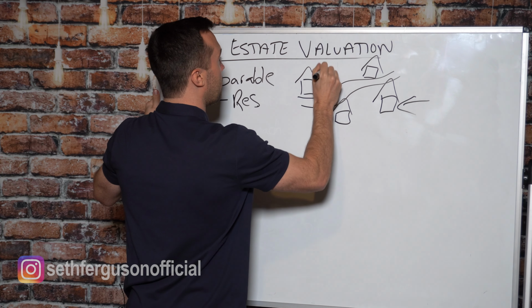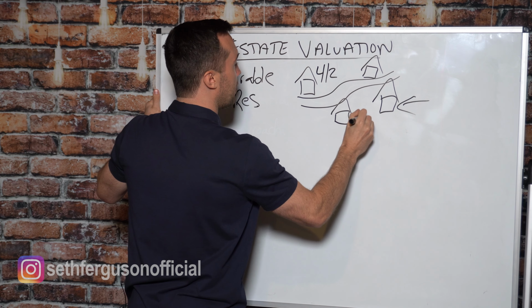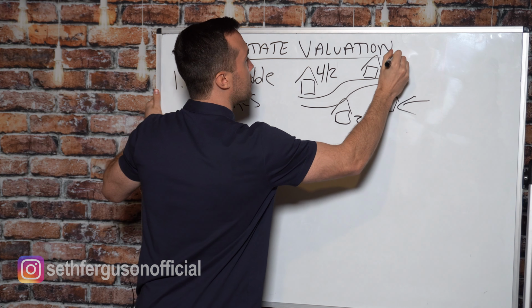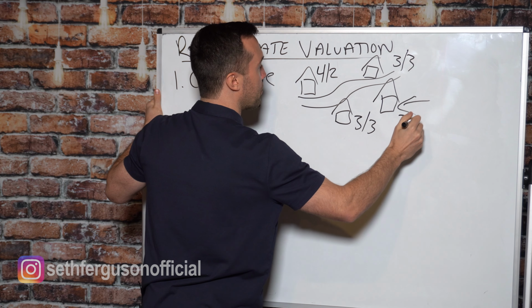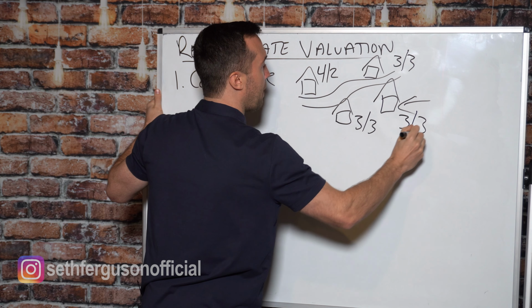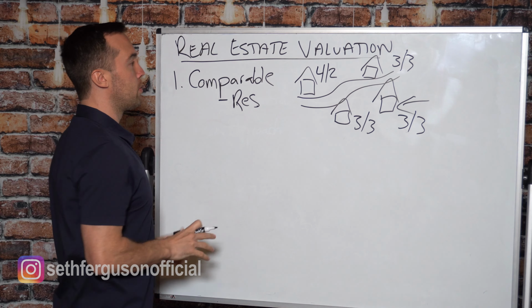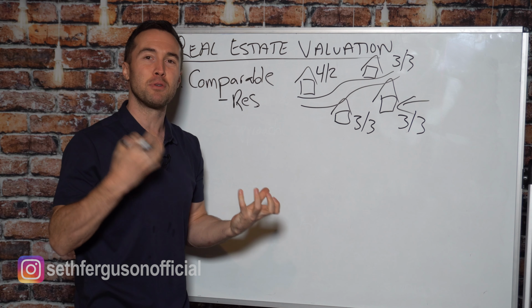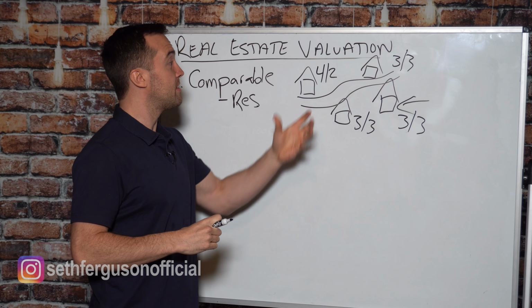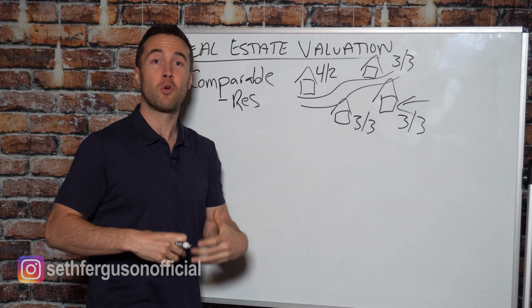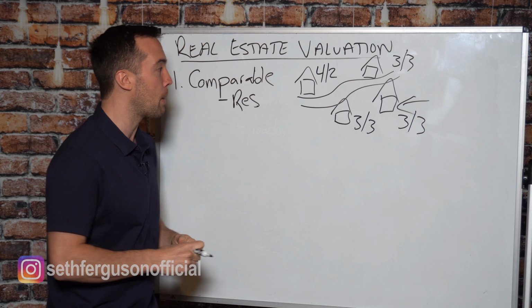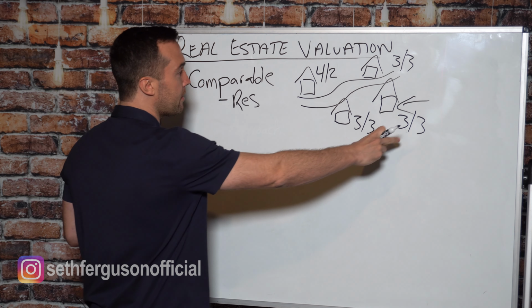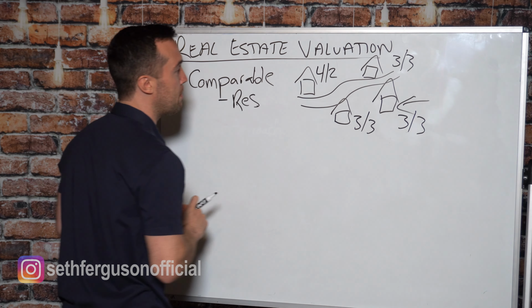So this property here is a 4-bedroom, 2-bath. This one here is a 3-bedroom, 3-bath. This one here is a 3-bedroom, 3-bath. And our subject property, sorry, is a 3-bedroom, 3-bath. So following the comparable approach, we have to find an apples to apples comparison. Whether it's on the same street or in the same neighborhood or in the same city, it's all going to depend on how prevalent that type of property is. But for this example, we need to value this 3-bedroom, 3-bath property.